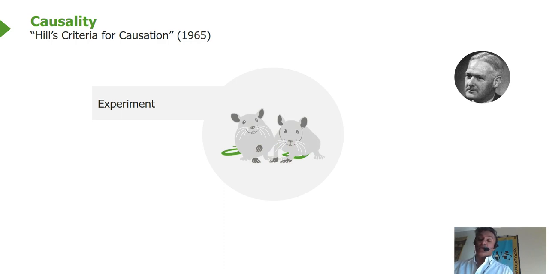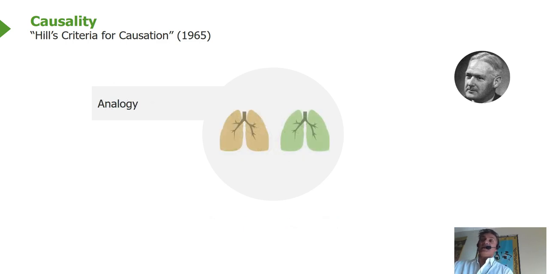Next is experiment. Well, if we could do an experiment, we wouldn't need Bradford Hill's criteria. But sometimes we do experiments on animals. So if there is evidence in the animal literature, then that strengthens our assertion that there is a causal relationship. And analogy. What does that mean? Well, that's a difficult one to explain, but essentially we're saying it works like similar things.